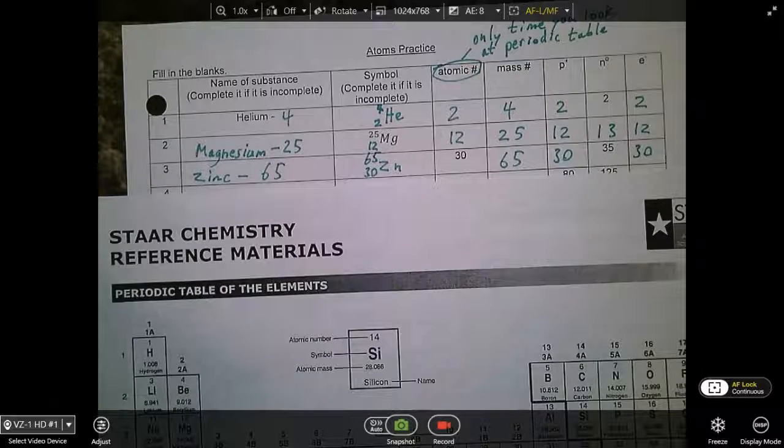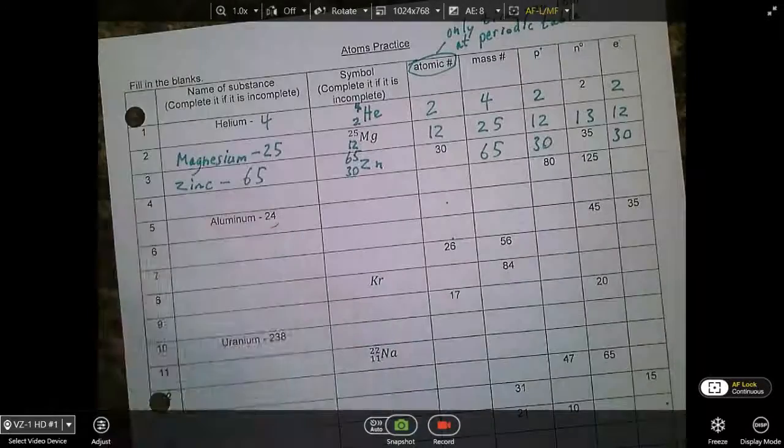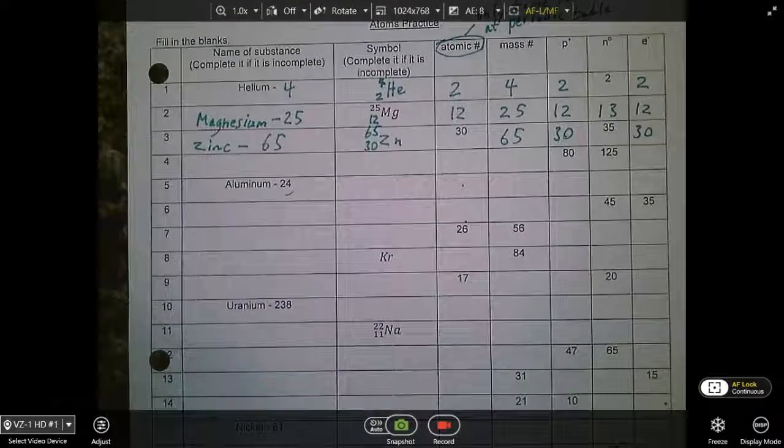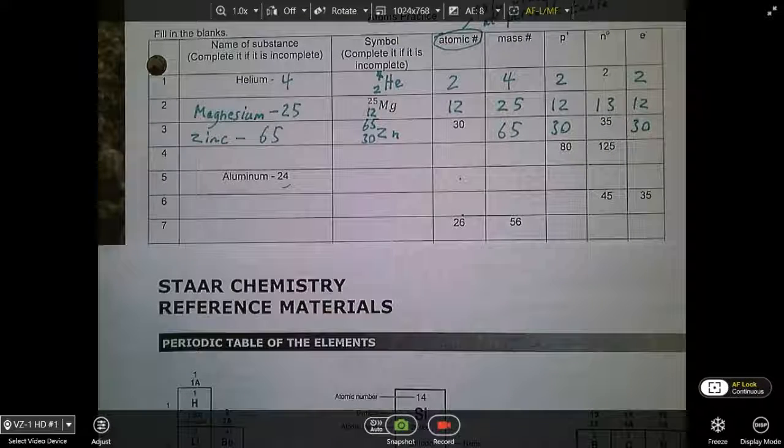So use your periodic table, use a calculator if you want to, try to finish this worksheet out. We'll have more practice to come as we go through notes tomorrow.